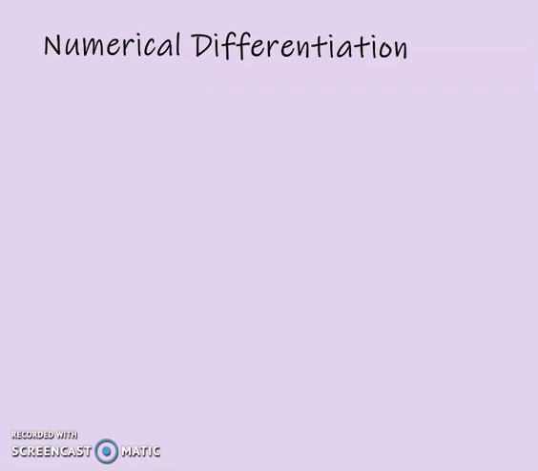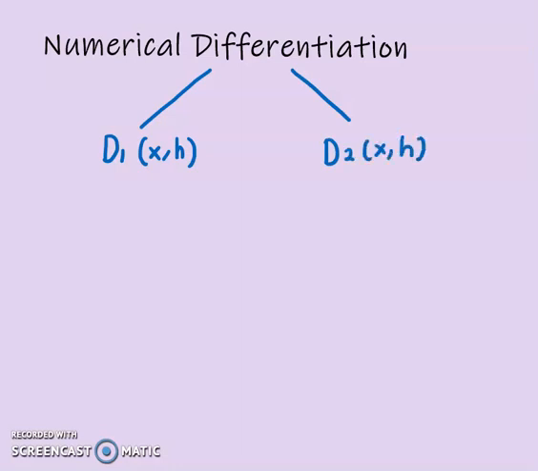Everyone, so this is the third video on numerical differentiation. If you look at my previous video, to solve this numerical differentiation, there are two approximations based on Taylor series. You have D1(x,h) and D2(x,h). So D1(x,h) is a forward difference formula given as f(x+h) minus f(x) divided by h.